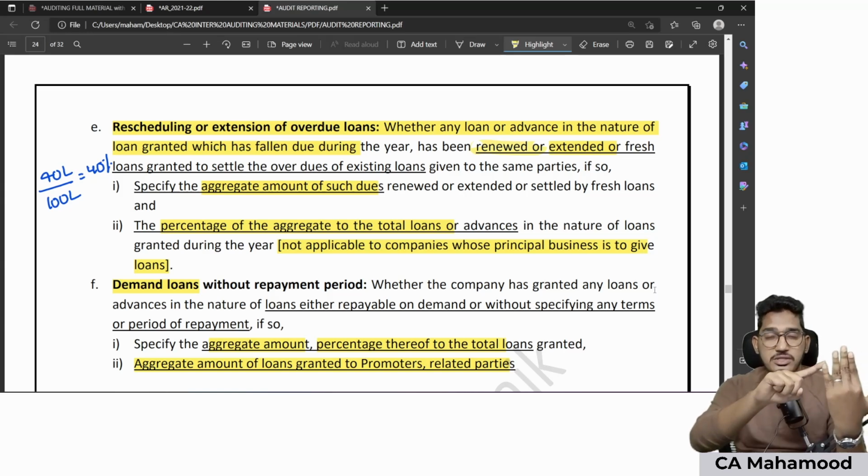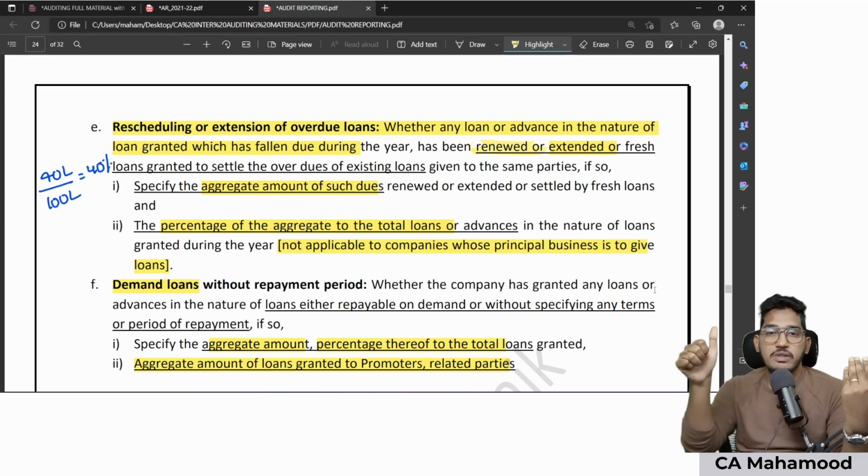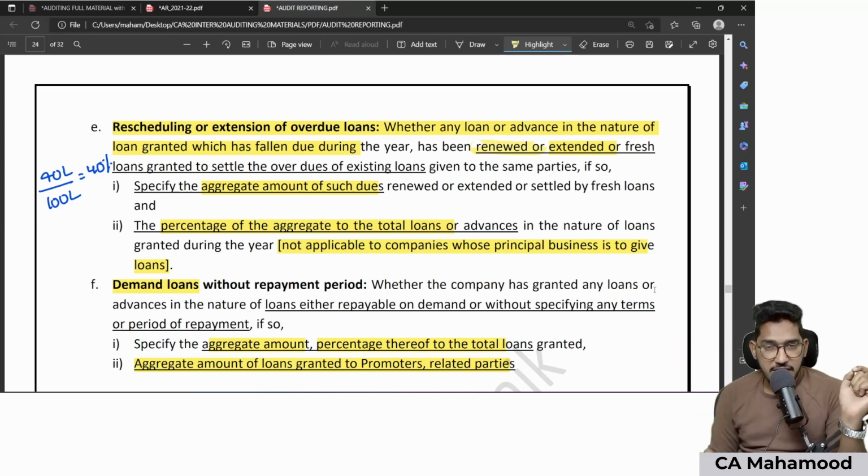Number 5, when the loan has fallen due, instead of collecting it, whether your company has renewed, extended, or given fresh loan to the same party. If yes, mention the total amount and also calculate the percentage. Last one, whether your client has given loan without mentioning any repayment period. This is what we call demand loans. If yes, mention the total amount of such demand loans. Here also calculate the percentage and report it. That's all. This is the third reporting requirement.